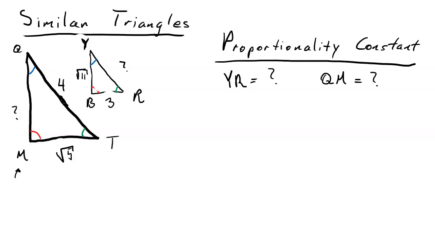And then the other way that this is different is that we don't have any ratios that we can make in order to solve for these two missing sides, YR and QM. So we're going to try to solve for these without using the method of ratios. And the way that we're going to do that is we're going to look at two sides that we do have, 3 and square root of 5.